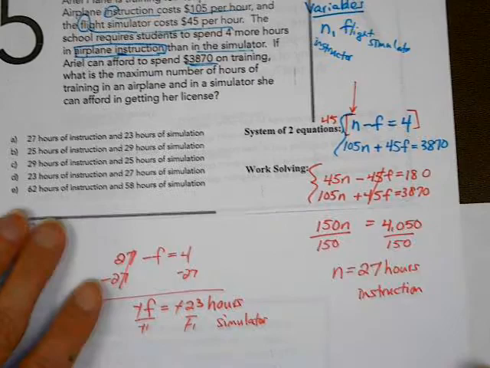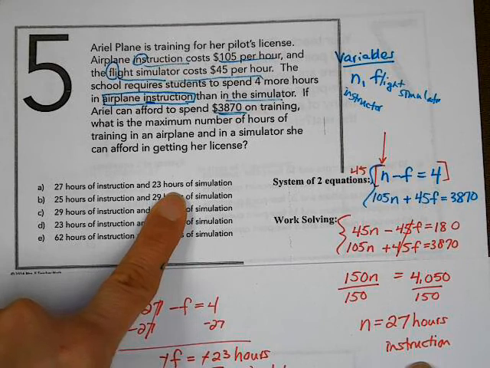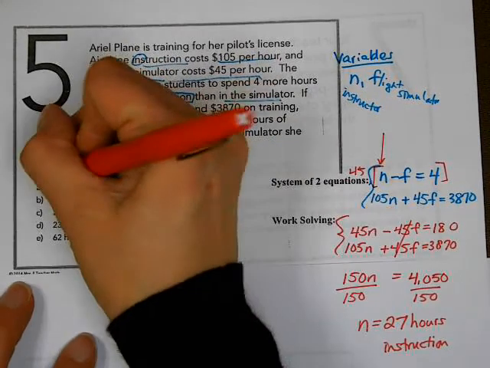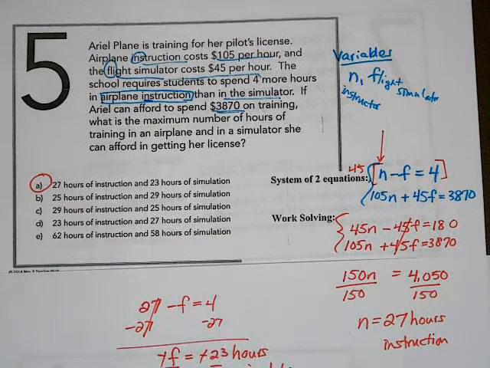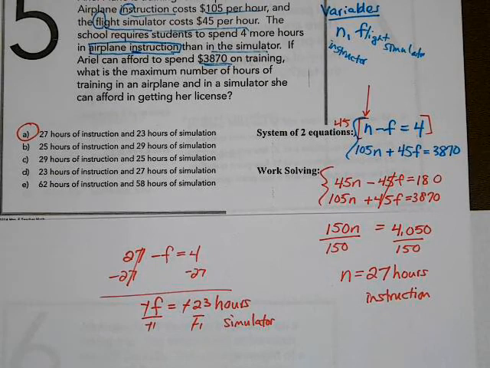Let's see if we see one of those answers. 27 hours of instruction, 23 hours of simulation. There we go. So the answer to number 5 is A. You should have all of this work right there in your packet. It is now your job to work through the other problems during class. I want you to finish these before the bell rings. Good luck. You guys can do it.